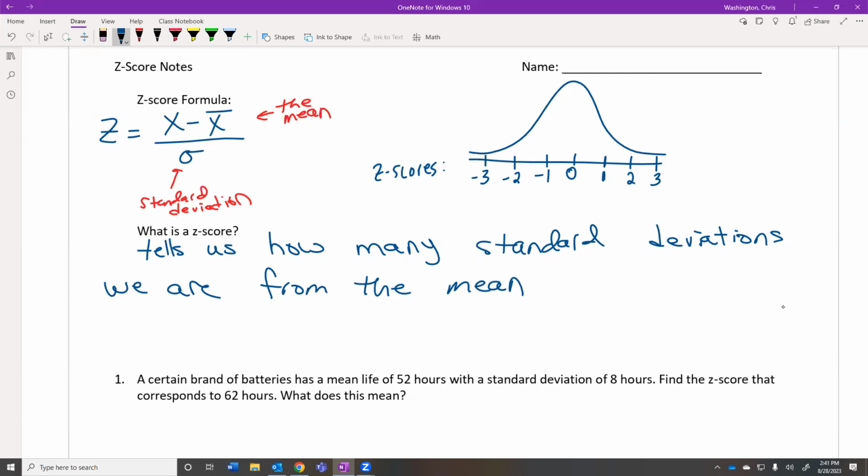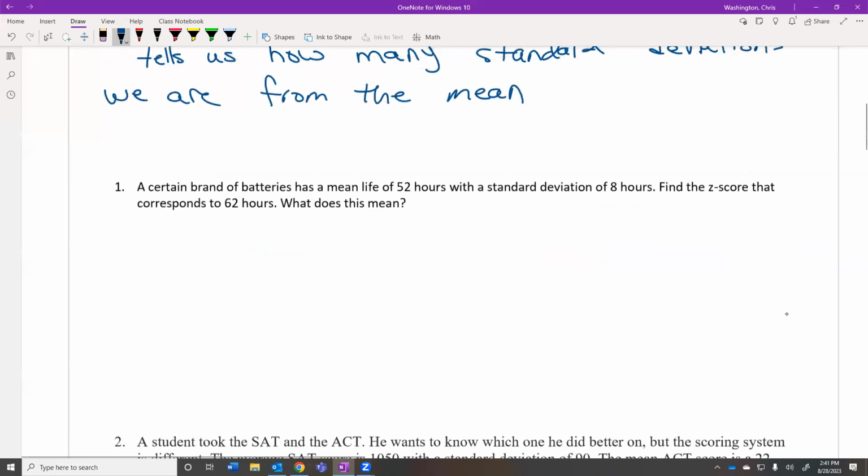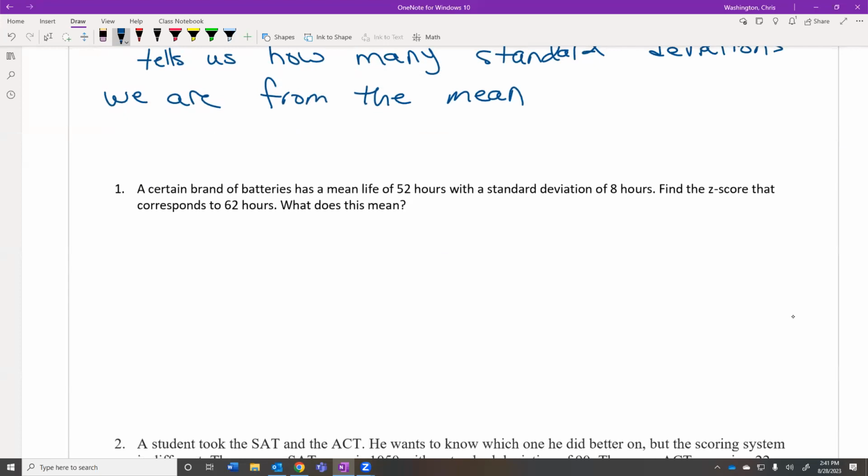So number 1, can we find the z-score? We have a certain brand of batteries. That certain brand has a mean life of 52. So if we were to write out what all of these numbers are, X bar would equal 52, and it has a standard deviation of 8. So sigma, our standard deviation, is equal to 8. Find the z-score that corresponds to 62 hours. So the number we're interested in, X, is 62.